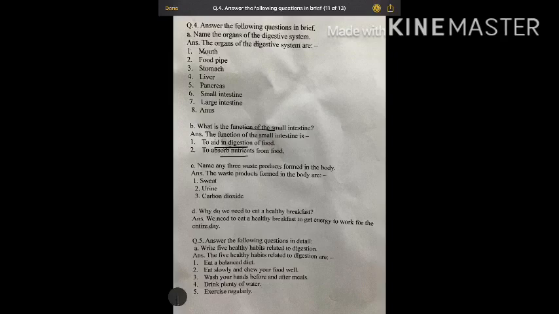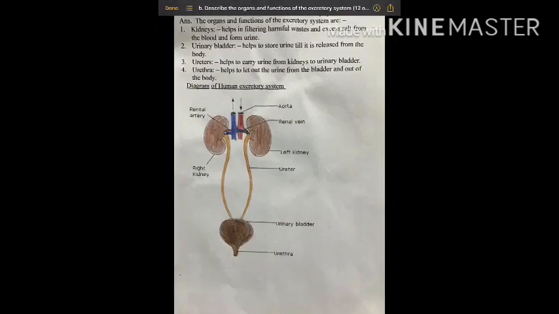Okay, students, so you can go through the question answers here like this. And here are the organs and the functions of the excretory system. Four organs are there. I have explained them to you, and these organs and the functions are written there, and the diagram you can practice. A very easy diagram I have brought for you.